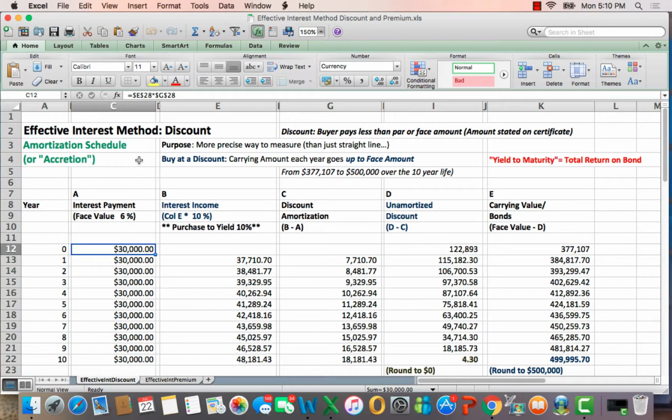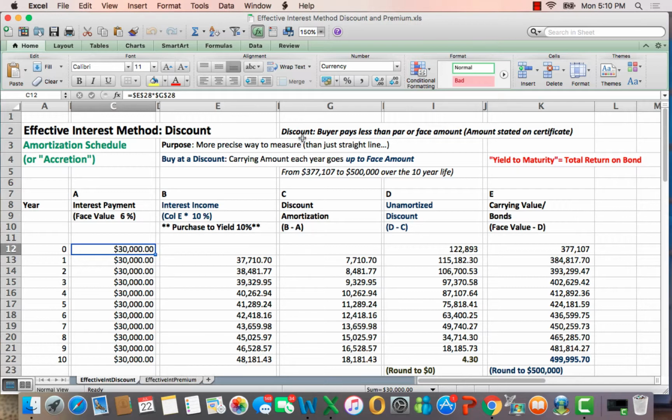In this video, I'd like to talk about the effective interest rate, which is a method used to account for bond expenses and bond income on investments that aren't bought at face value. So this particular slide talks about discounts. The next tab talks about bonds bought at a premium.